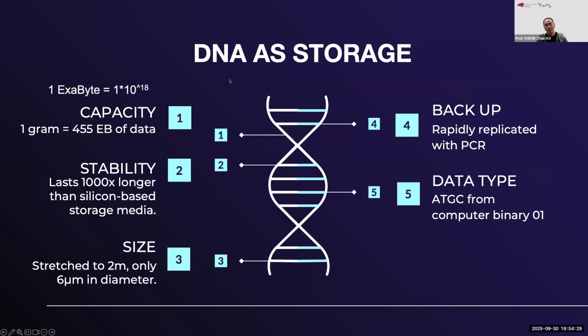So what's the advantage, or what's the background about DNA as storage? First is capacity. One gram of DNA equals a huge amount of data in computer units. It's also very stable, so it lasts 1,000 times longer than silicon-based storage media. Also, the size can be stretched to 2 meters and only 4 microns in diameter. It can be used as a backup, since it can be rapidly replicated by polymerase chain reaction. The data type is ATGC from DNA, and computer binary is 0 and 1.